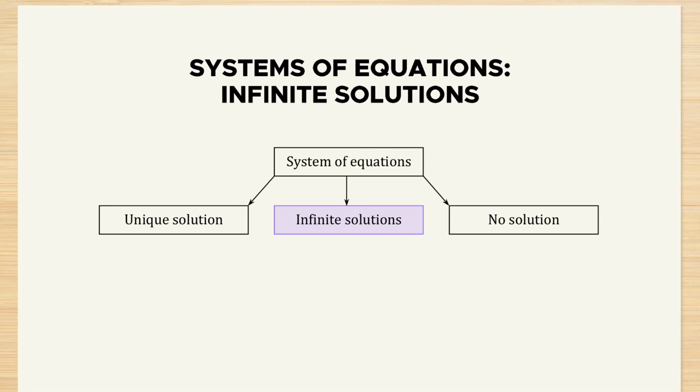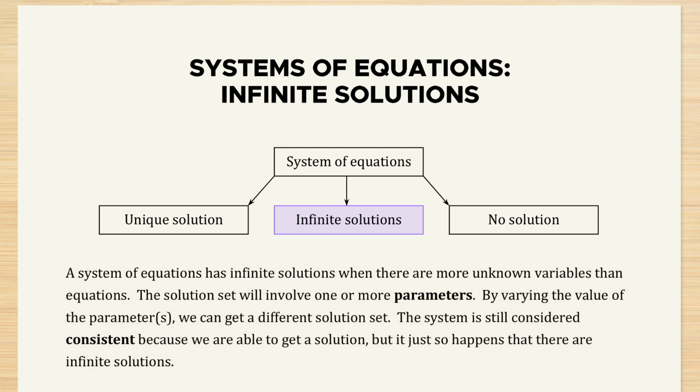A system of equations may have a unique solution, infinite solutions, or no solution. This lesson is about infinite solutions. When a set of equations has more unknowns than the number of useful equations, there is not enough information to solve these equations. We can try to provide more information in the form of one or more parameters.